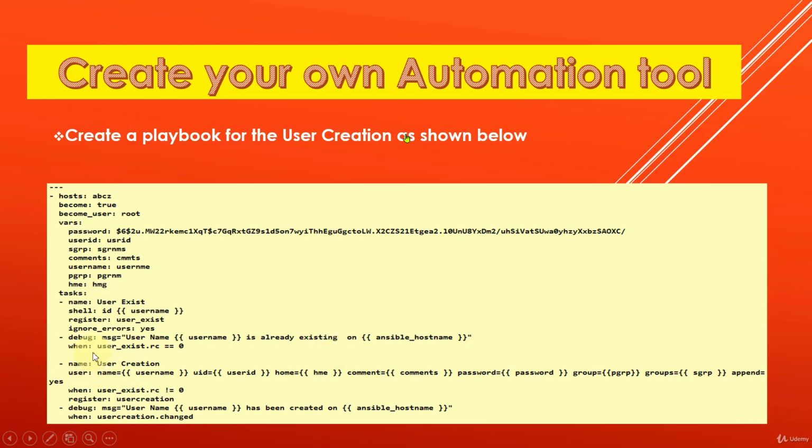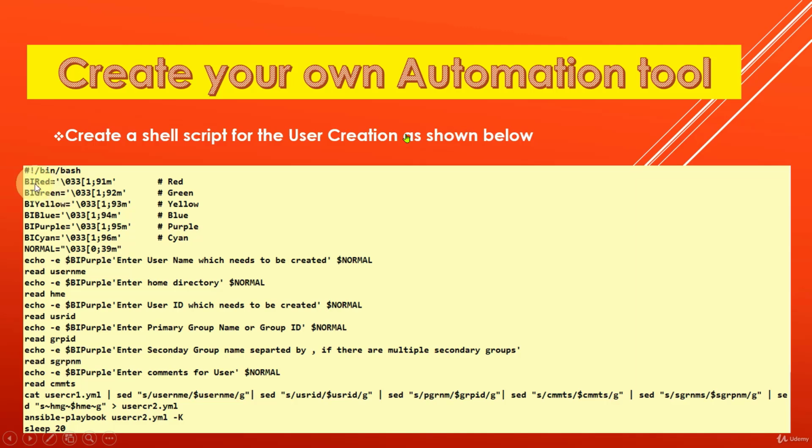And if it is not existing, it will move further to the next task, and that next task is for the creation of user. Here you can see I have created a shell script. The shell script basically takes the input from the user, like what would be the username. Here you can see the user will give the username and it would be saved here as a variable.